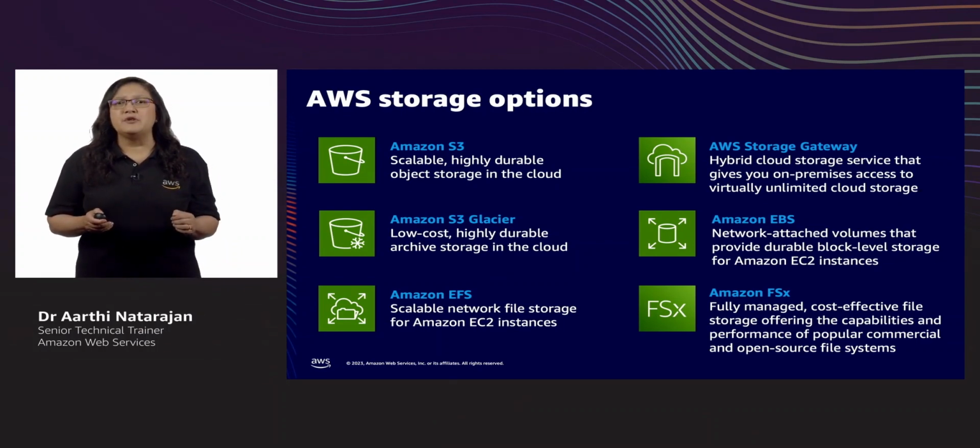We talked about hybrid cloud deployment in the previous module. With Storage Gateway, we have a hybrid cloud storage service that gives your on-premise environment access to virtually unlimited cloud storage. And then we have Amazon Elastic Block Store, or EBS, which we saw when deploying an EC2 instance. EBS volumes are network-attached volumes that provide durable block-level storage for EC2 instances. Lastly, we have Amazon FSx, which makes it easy and cost-effective to launch, run, and scale feature-rich, high-performance file systems in the cloud. Let's start with S3.